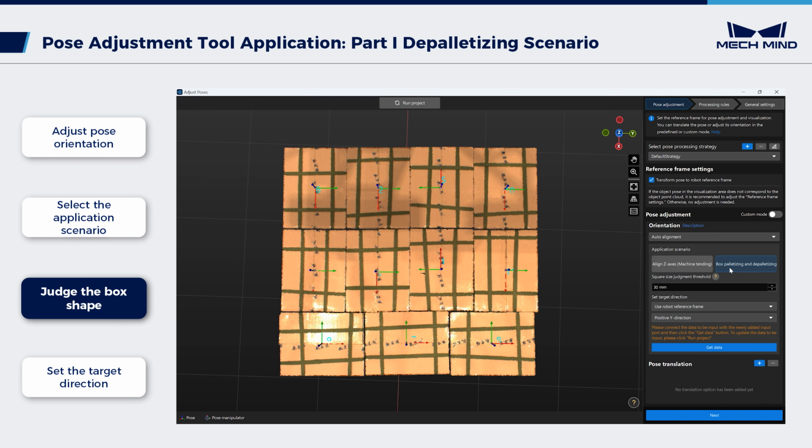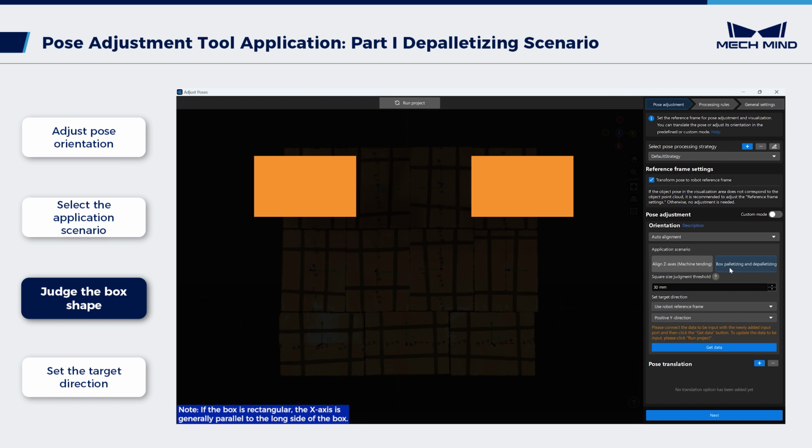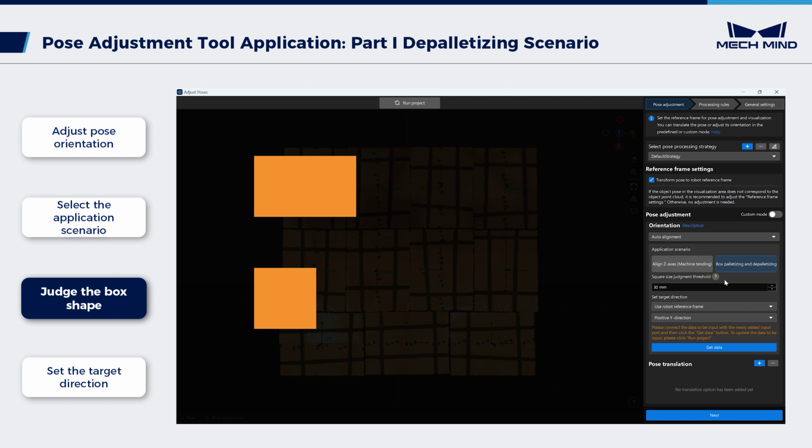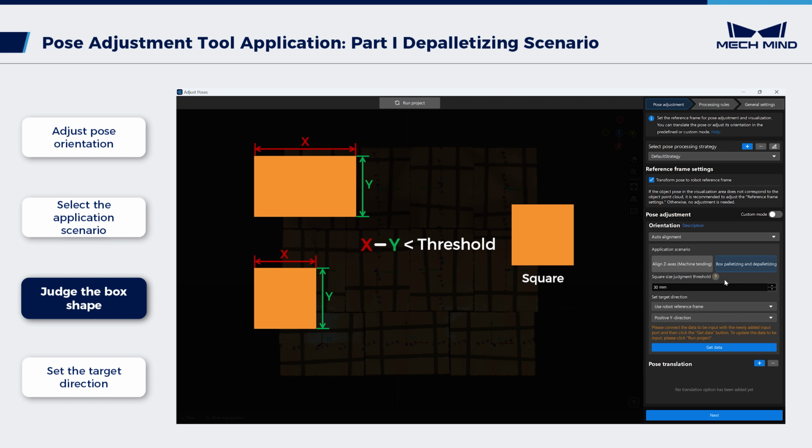process. Then, judge the box shape. If the box is rectangular, there are two picking methods as shown in the video. For a square box, there are 4 picking methods, making it easier to adjust the X-axis orientation. Thus, set a square size judgment threshold. This threshold is based on the difference between the box's length and width. Boxes with a difference within this threshold are considered square.